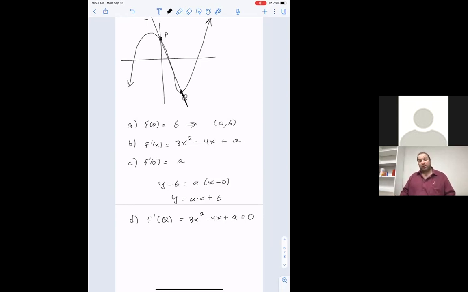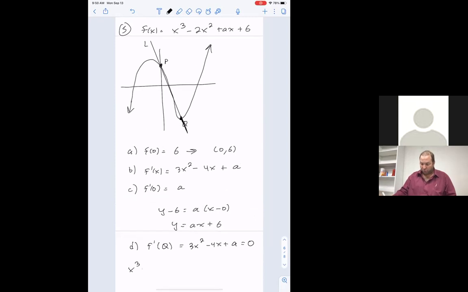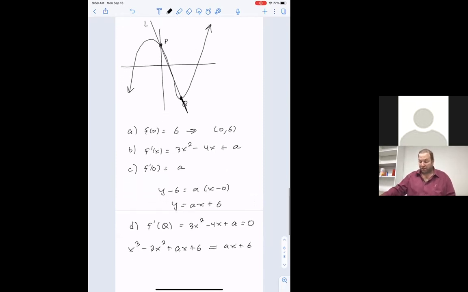How do I solve for x? Well, there's 2 other things I know about point Q. I know it's on the curve, and it's also on the line. The curve was x cubed minus 2x squared plus ax plus 6. The line is y equals ax plus 6. These 2 things must be equal. If both of them are true, because the point is on both, their y values must be the same. So y equals x cubed minus 2x squared plus ax plus 6 has to equal y equals ax plus 6.